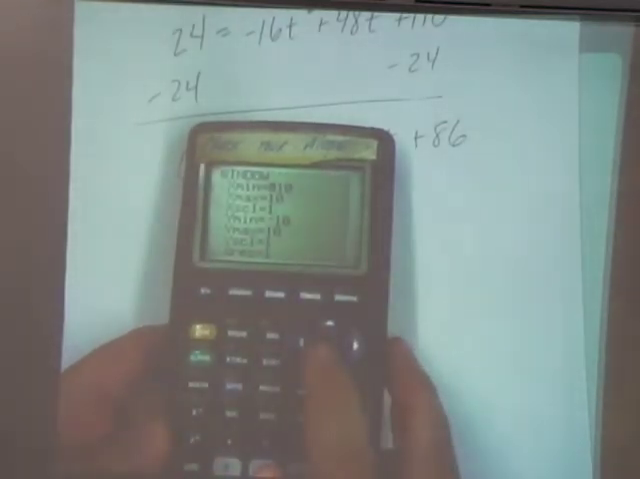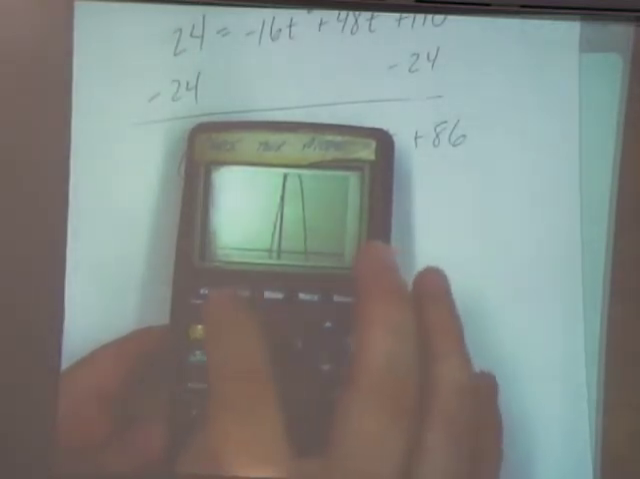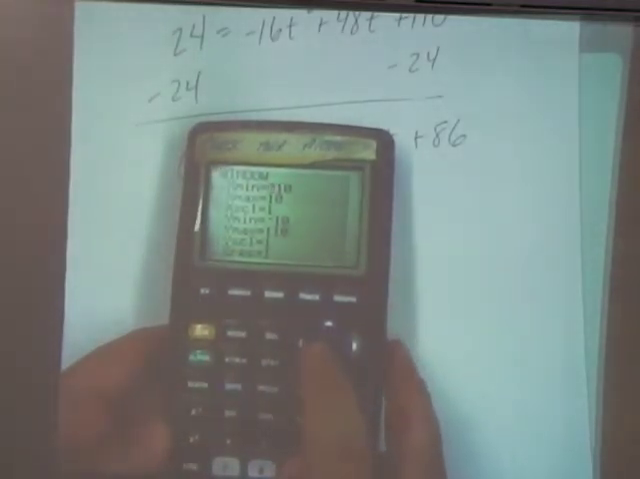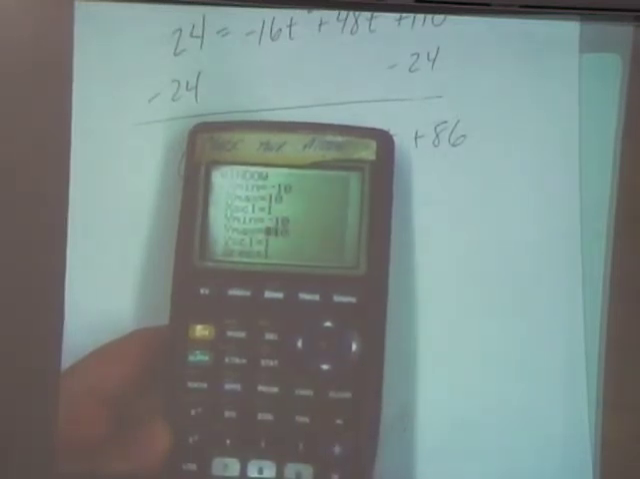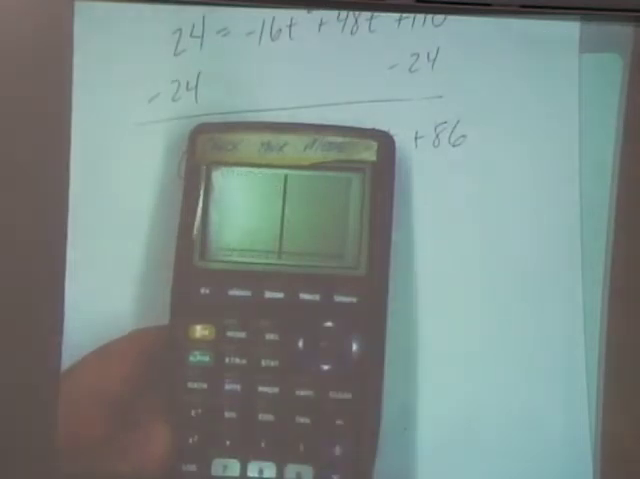Window? Which one are we changing? Y max. 110? I think that might be a little low. So let's see the graph. Apparently she does play soccer. She kicked it up in the air a little bit. Crazy Paula. Okay, so let's go to 150 for Y max. There we go. Is it 146?